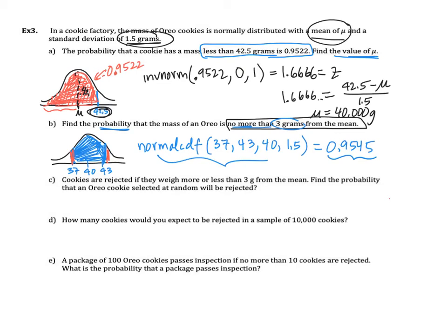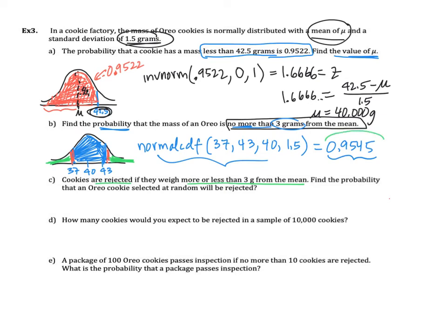Okay, let's look at part C. Part C says cookies are rejected if they weigh more or less than 3 grams from the mean. So these cookies over here in the green region are the ones that are rejected, according to that first sentence. Find the probability that an Oreo cookie selected at random will be rejected.